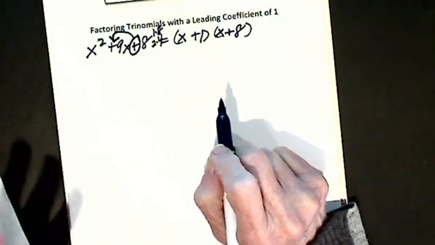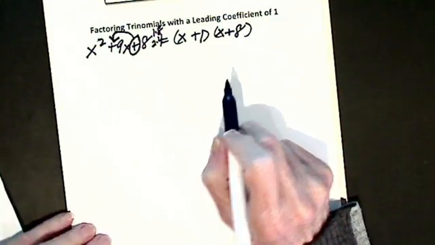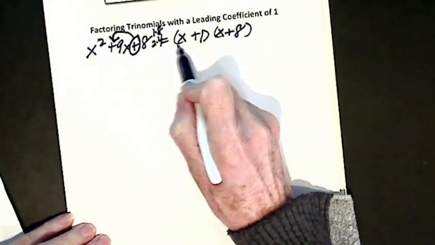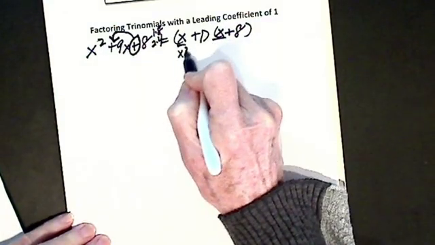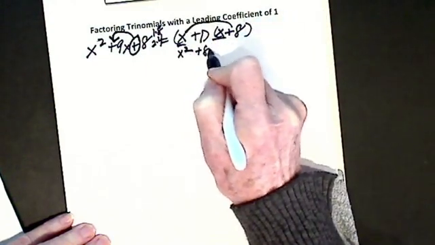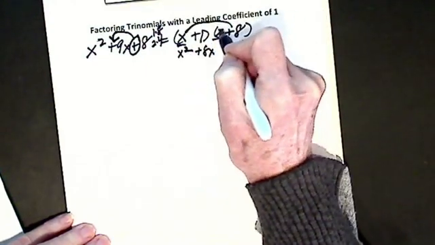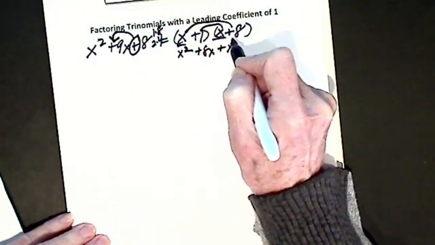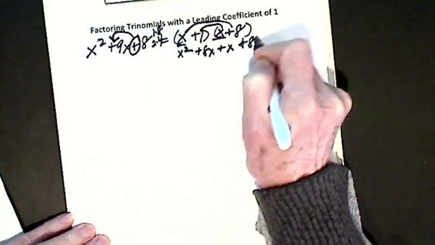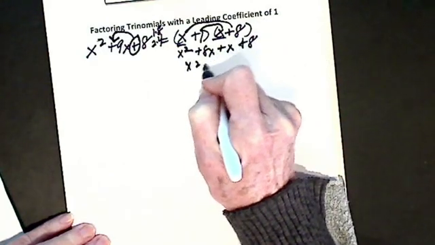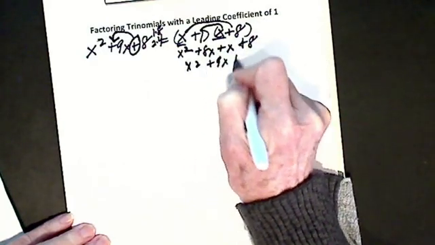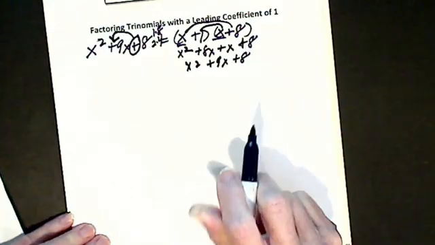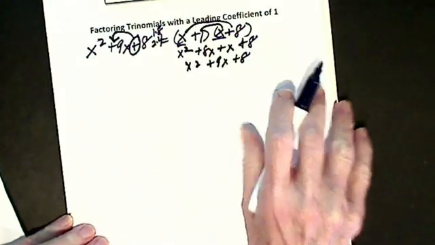Then I should check by FOIL. If I check by FOIL and I multiply my first, I get x squared. I multiply my outers, I get plus 8x. I multiply my inners, I get plus 1x. I multiply my last, I get 8. So I do get x squared plus 9x plus 8. All right, let's try one more.